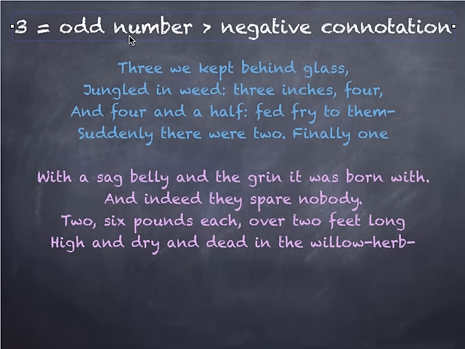So the one who is stronger will survive, and the less strong persons or people, or even in this context, fishes or animals, they would die. So we can see how the author tried to implement his knowledge of nature and what he might know about the people themselves. So we have a sag belly. So then again, we have an imagery. It's a vivid image to show how they look like.